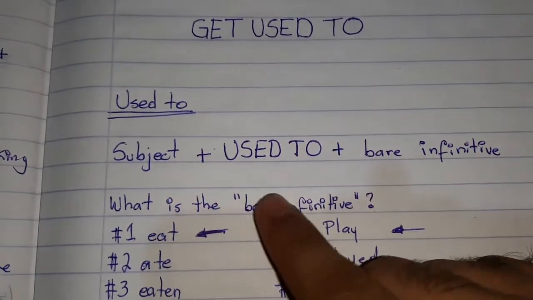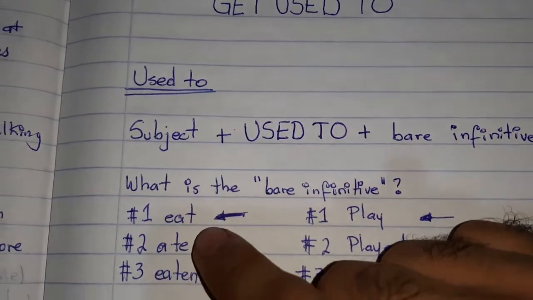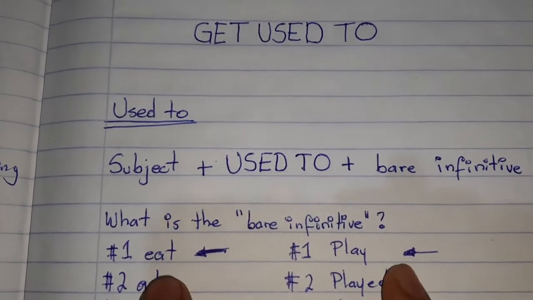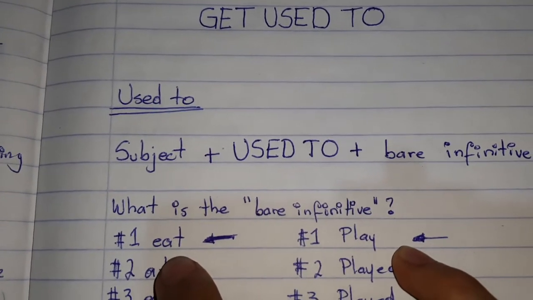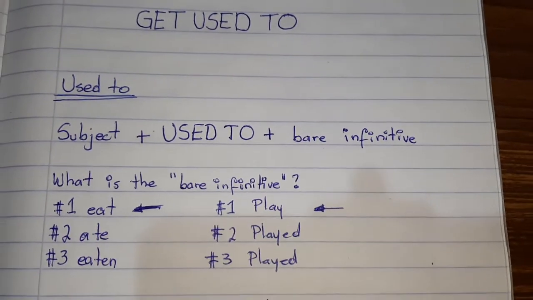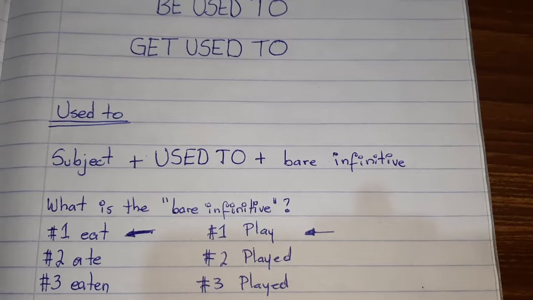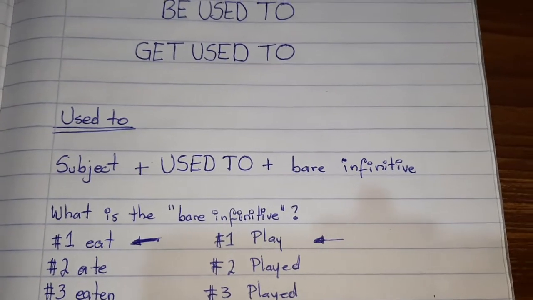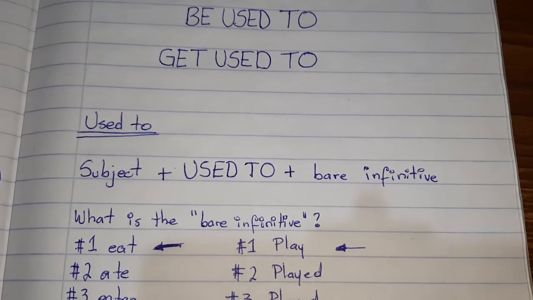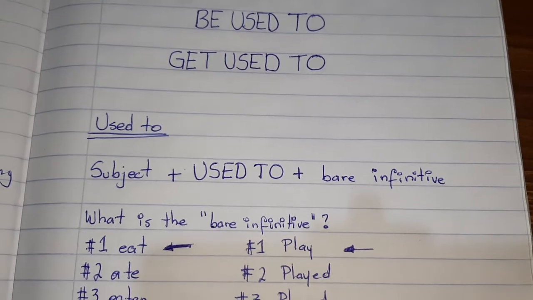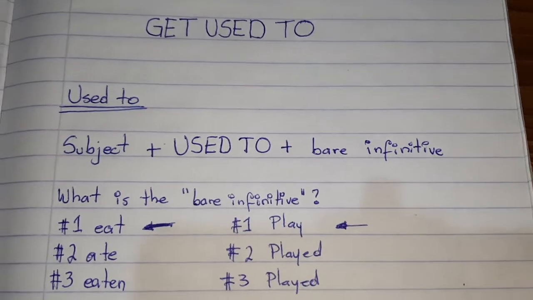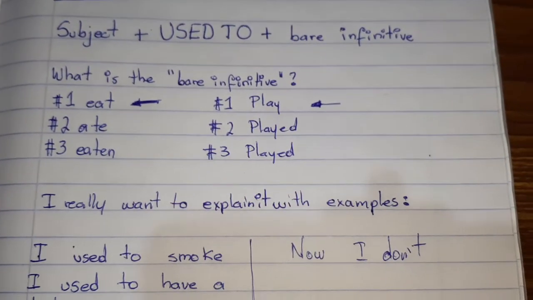What is the verb infinitive? We have eat, ate and eating; play, played and playing. Of these, eat and play are the verb infinitive. It's the present form, the base form. Used to is used to express things that we did in the past, so in the present you don't do it anymore. Just in the past, remember that, because used to is something that we did in the past but now we don't.